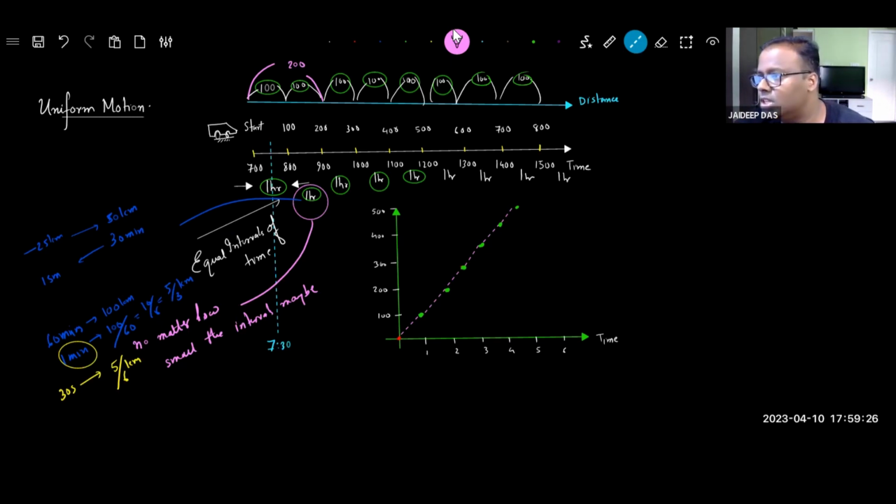Now, children, once again, one more thing we'll see. What is the distance covered? Sir, distance covered was this much. Time taken was this much. Let's analyze it better. If the time taken is half, then how much is the distance covered? Exactly half is the distance covered, sir. This time taken is half of this, and the distance is exactly half of this. That is how it is.